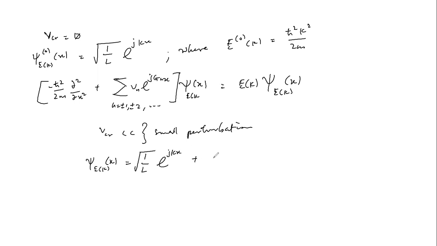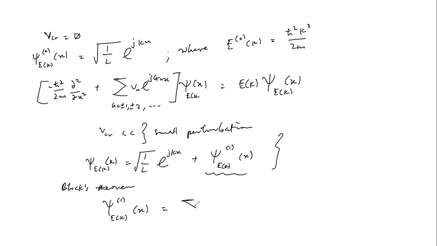e^{jkx}. Okay. Then, according to Bloch's theorem, this expression will be of the form a sum, where k' is the same as k.